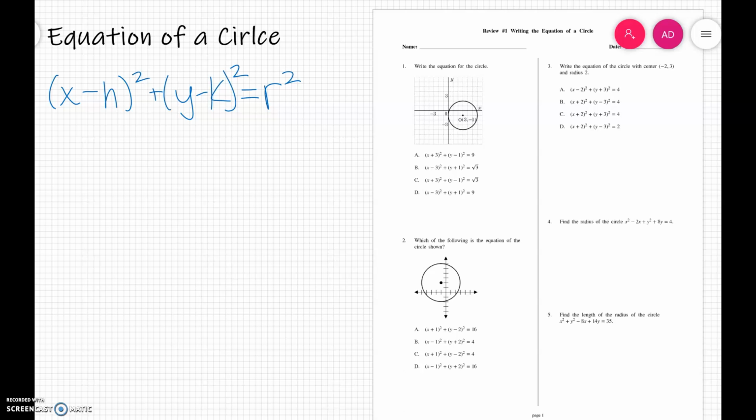Hello everybody, and this lesson is going to be on how to write the equation of a circle.